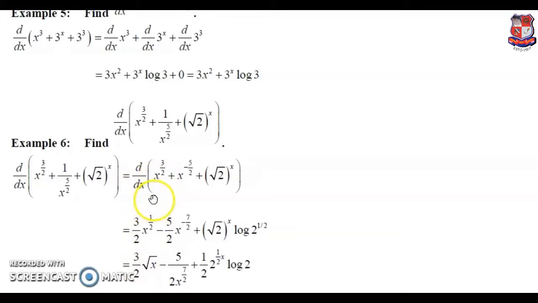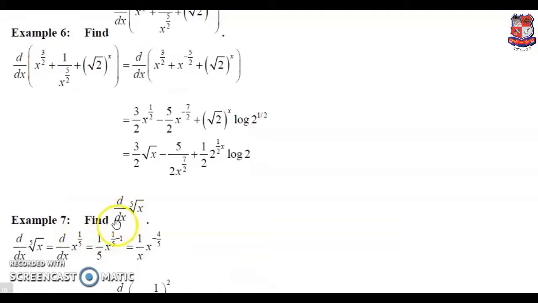First rule we have to apply here. Here we apply the first rule: minus 5 by 2 x raised to minus 5 by 2 minus 1, that is minus 7 by 2. Here the a raised to x formula we have to apply: square root of 2 raised to x into log e base square root of 2, that is 2 raised to 1 by 2. Now x raised to minus 7 by 2 is in the numerator, so we shift it to the denominator, so x raised to 7 by 2. X raised to 1 by 2, that is the square root of x.